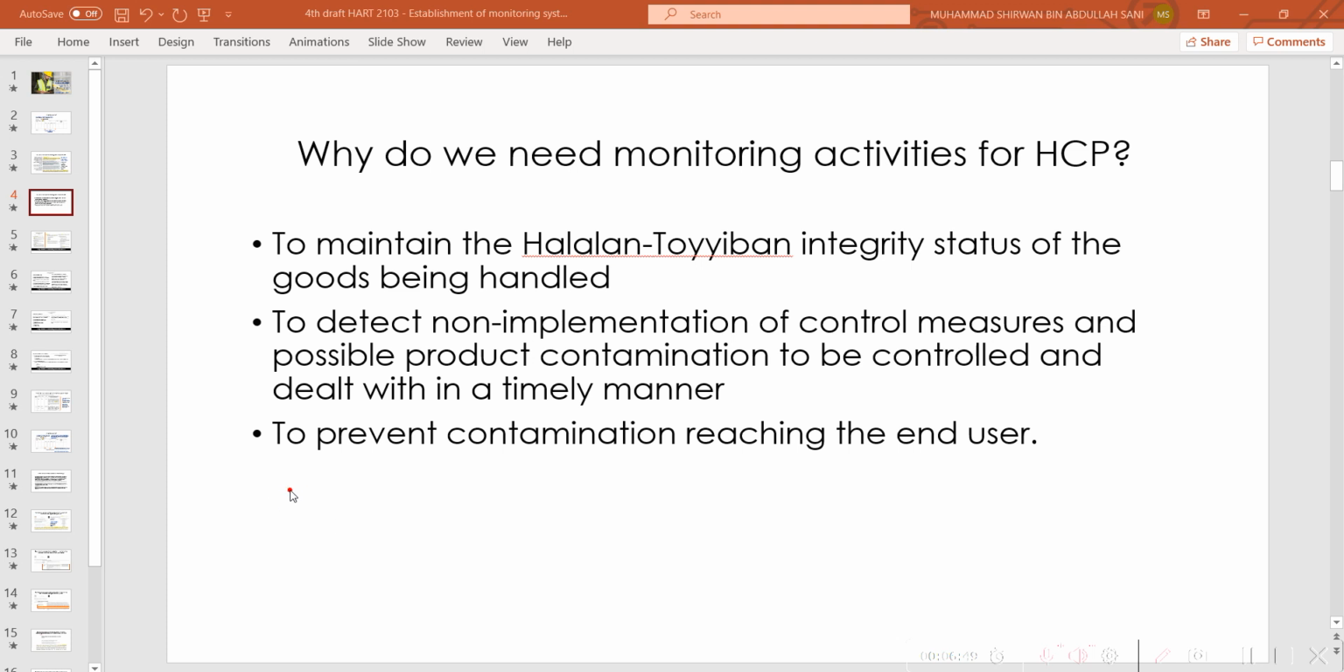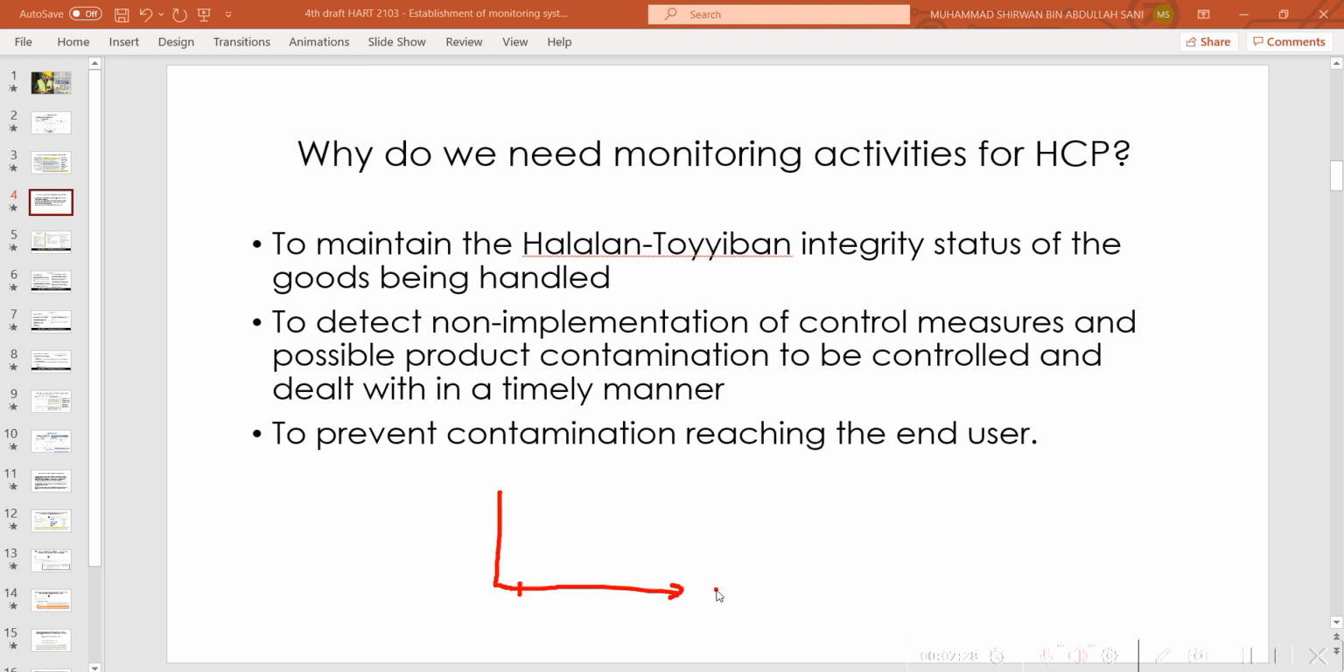Usually, the critical limit for chiller is between 0 until 4 degrees Celsius. While for freezer, sejuk beku, it is between, I think, less than negative 20 degrees Celsius. Okay, so every day, for example, if I want to monitor the chiller, I will make a graph, and then I will plot.